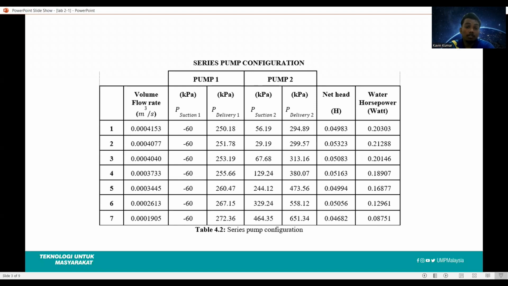So for the series pump configuration, we did the experiment by involving two pumps in a series arrangement, and we managed to take the experimental data of P delivery 1 and P delivery 2 as well.